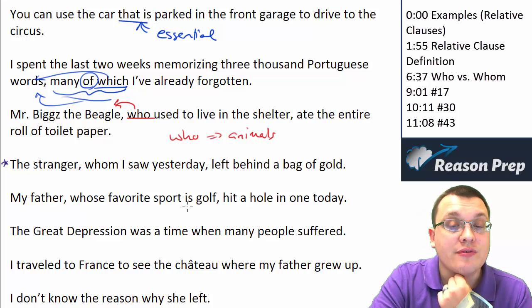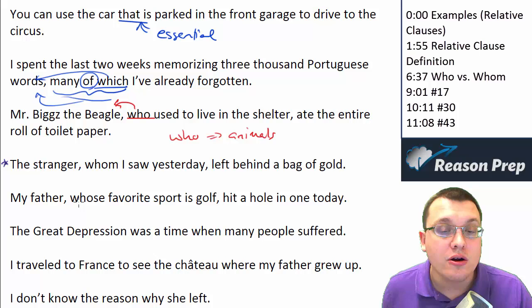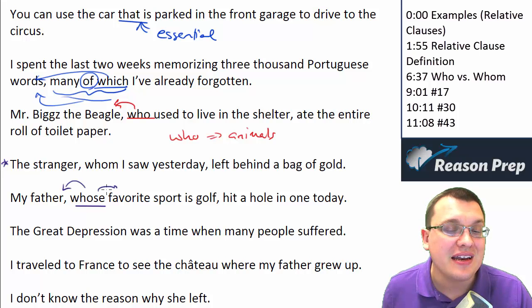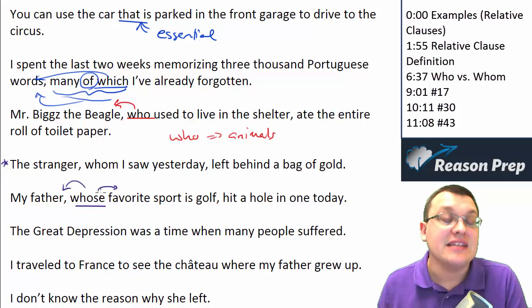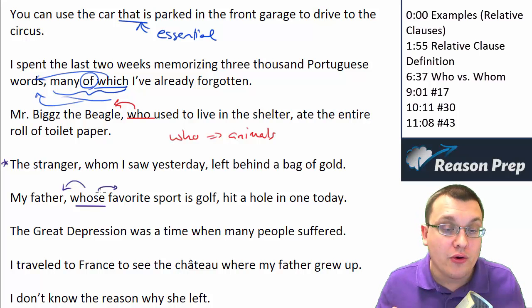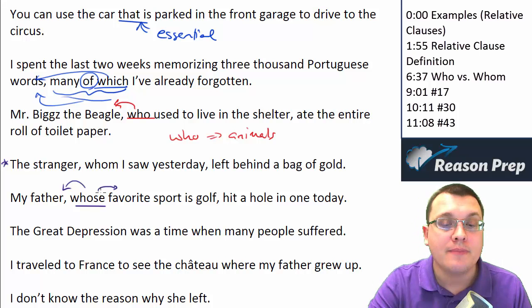My father, whose favorite sport is golf, hit a hole in one today. Here, the "whose" is referring to the father, but it's indicating a possessive aspect, right? It's his favorite sport. So, my father, whose favorite sport is golf, no problem.